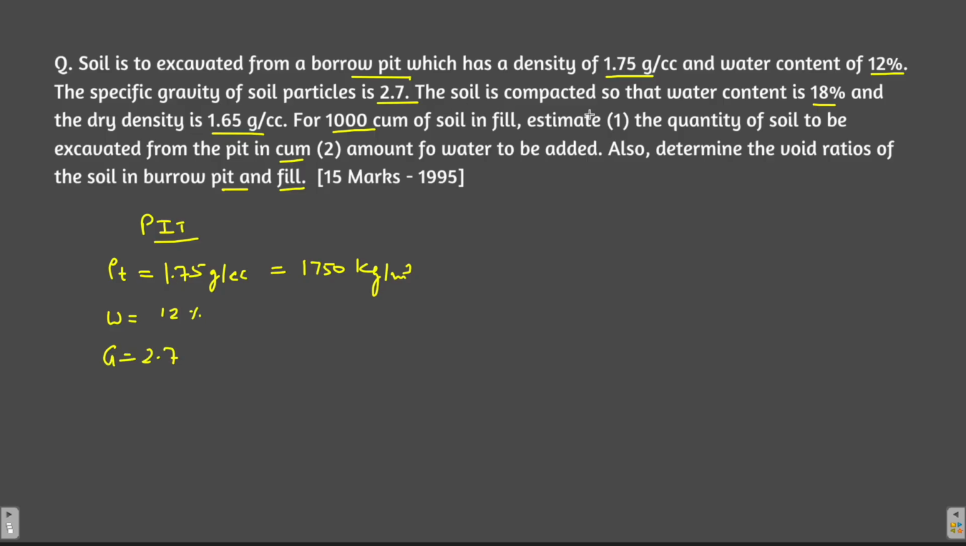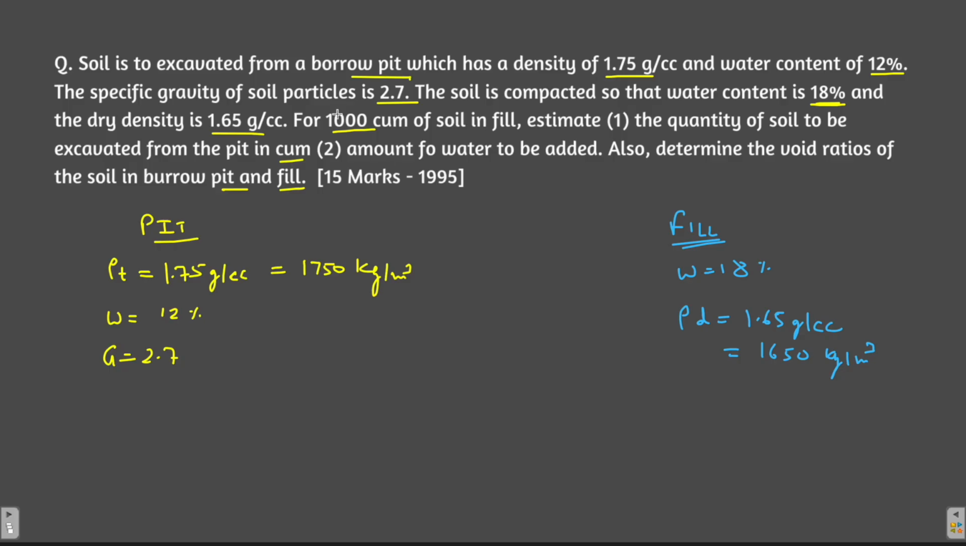Now, the soil is compacted so that the water content is 18%. This 18% is for the fill. For the fill, the water content is how much? It is 18%, given to you. And the dry density gamma D is given to you as 1.65 grams per cc. So how much will it be? 1.65 grams per cc will be 1650 kg per meter cube. This is the data given to you.